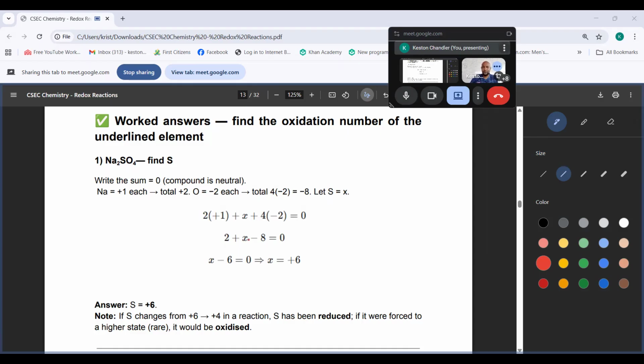So, what we would have is an equation that looks like this. The 2 sodiums by +1, plus X to represent the S, plus 4 oxygens at -2. So 2 by 1 will give us 2, and 4 by -2 will give us -8. And then we solve for X. So 2 minus 8 will give us X minus 6. Carry the 6 across and we'll get X to be +6. So S in sodium sulfate has an oxidation number of +6. All right?